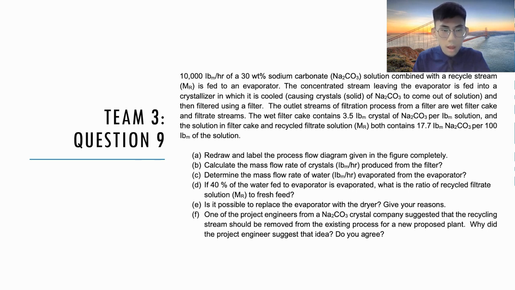Question A asks us to redraw and label the process flow diagram given in the figure completely. Question B asks us to calculate the mass flow rate of crystals in pound mass per hour produced from the filter. C wants us to determine the mass flow rate of water in pound mass per hour evaporated from the evaporator. And D, if 40% of the water fed to the evaporator is evaporated, what is the ratio of recycled filtrate solution to the feed stream?